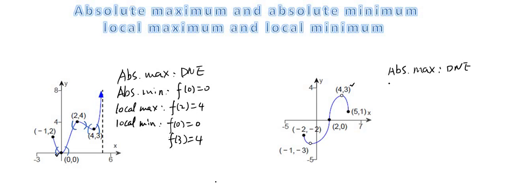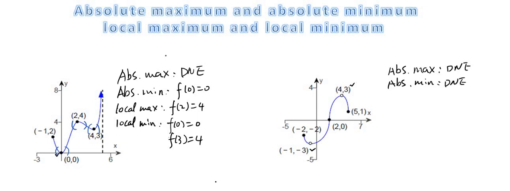Now, what is the absolute minimum? We try to find the lowest point here. This is the lowest point, (-1, -3). However, this lowest point is not defined because we have another open circle. Okay, so that means it doesn't exist.